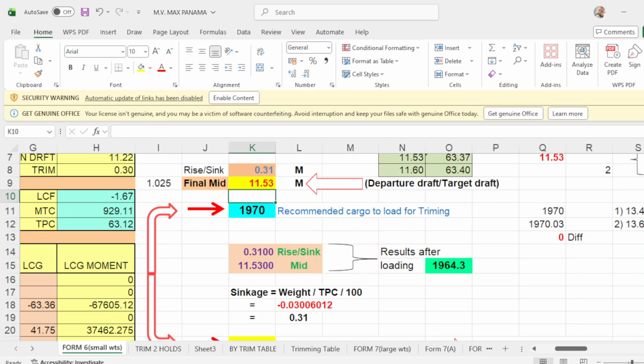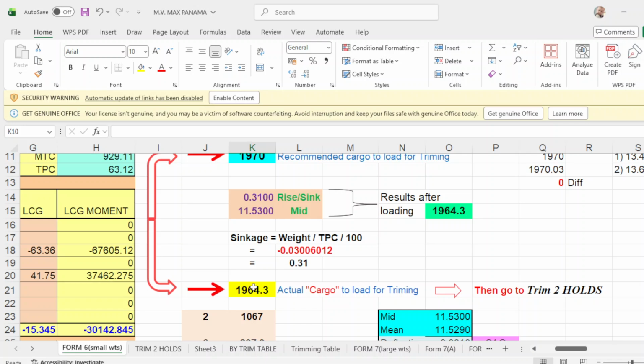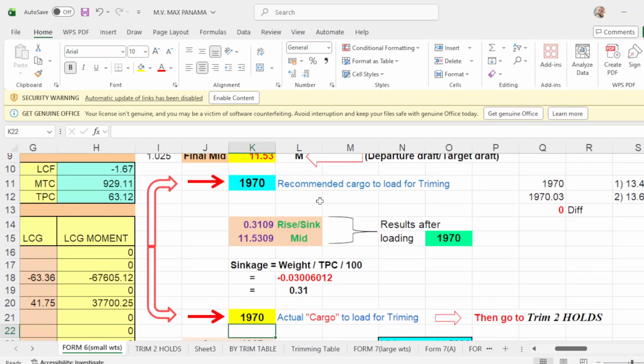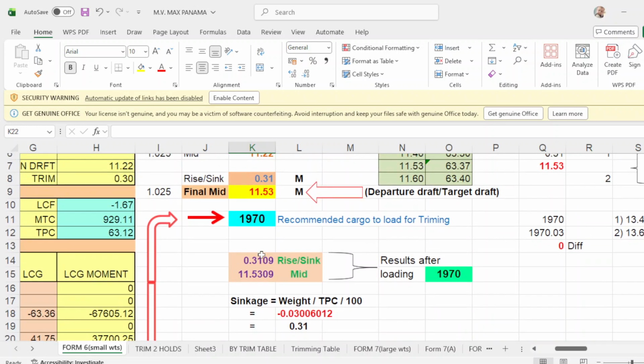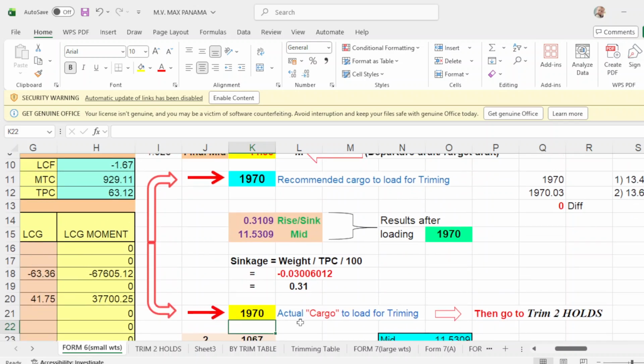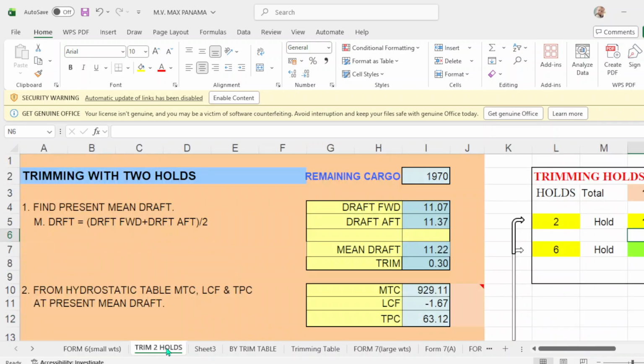So we put the 09, that will be 1970, and you put here 1970, almost the same. Then follow the arrow. This is the actual cargo to load for trimming, 1970. Then go to trim modes 2. Okay, go to trim modes 2.